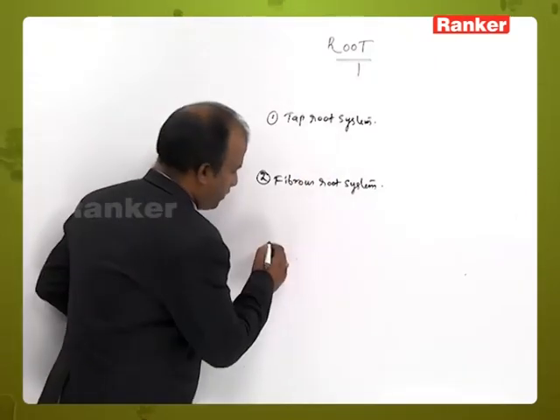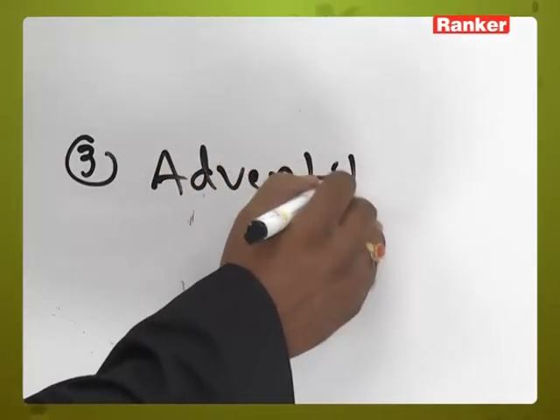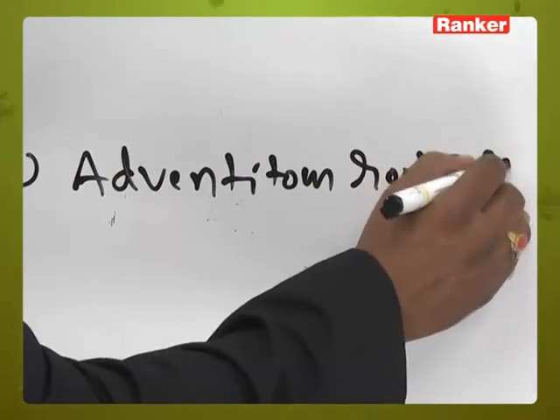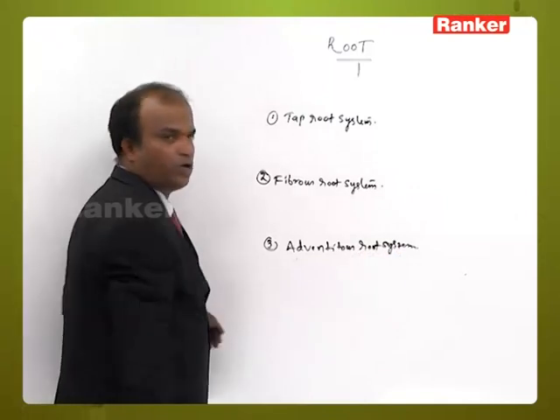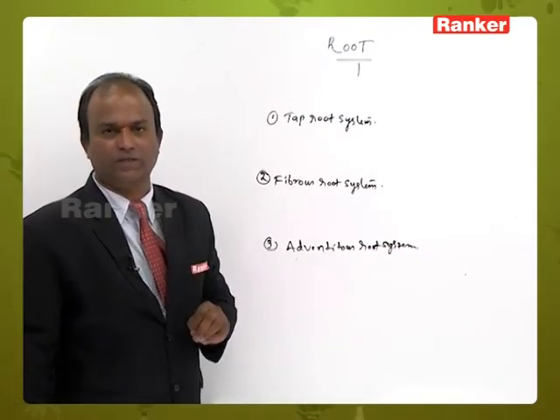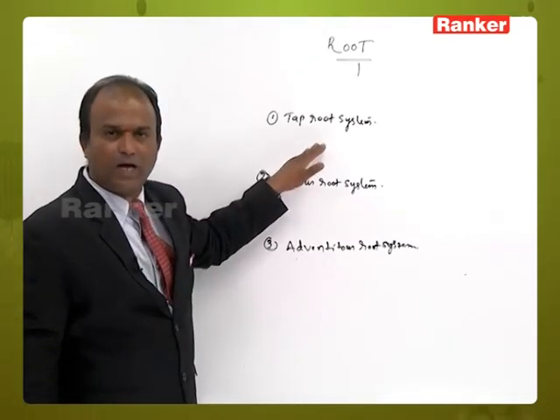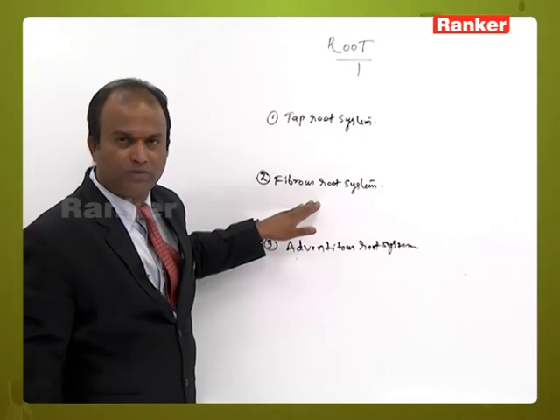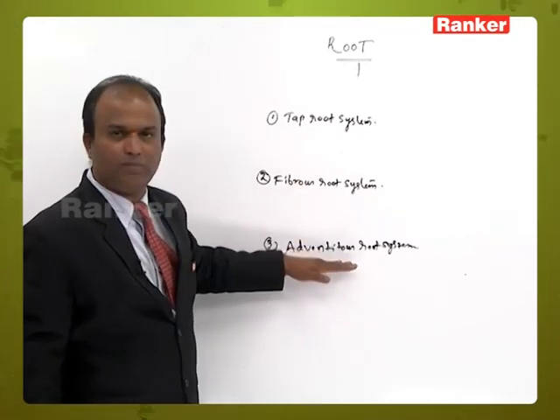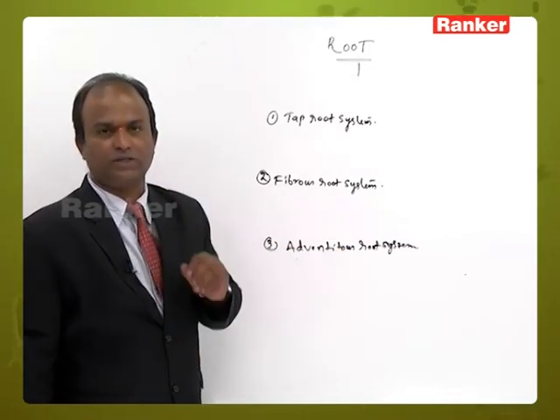And the third type of root system is the adventitious root system. So altogether 3 types of root systems can be seen: the tap root system, the fibrous root system, and the adventitious root system.